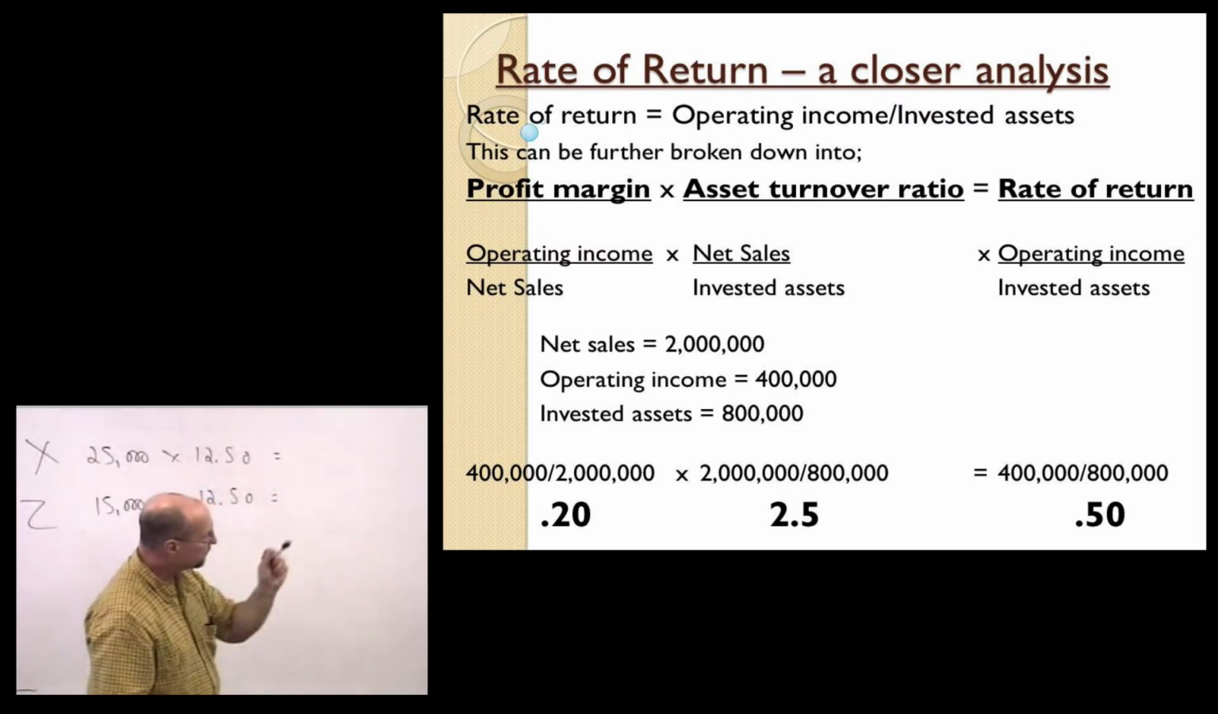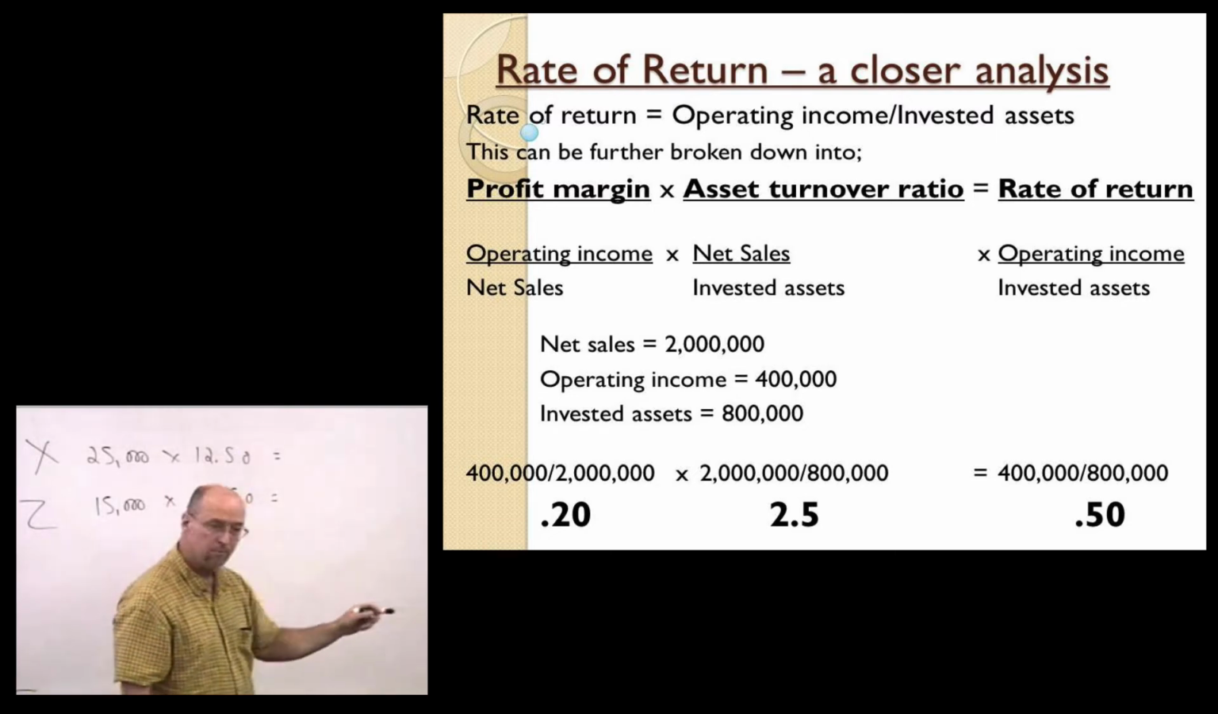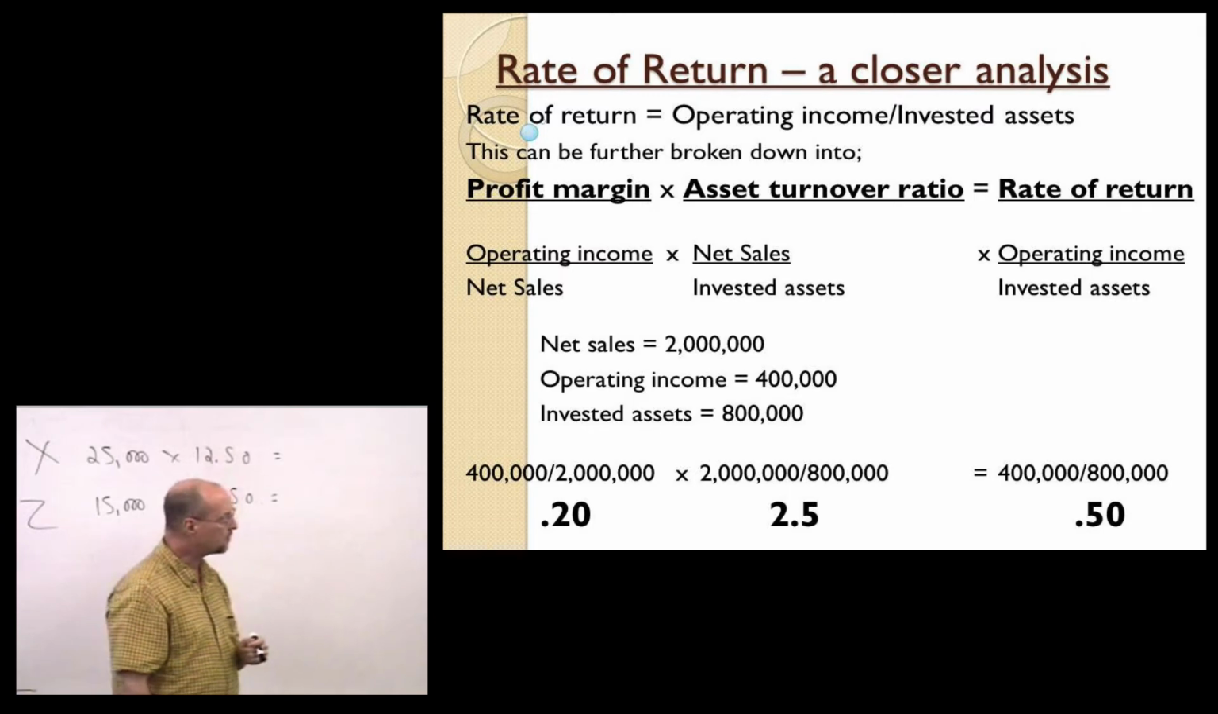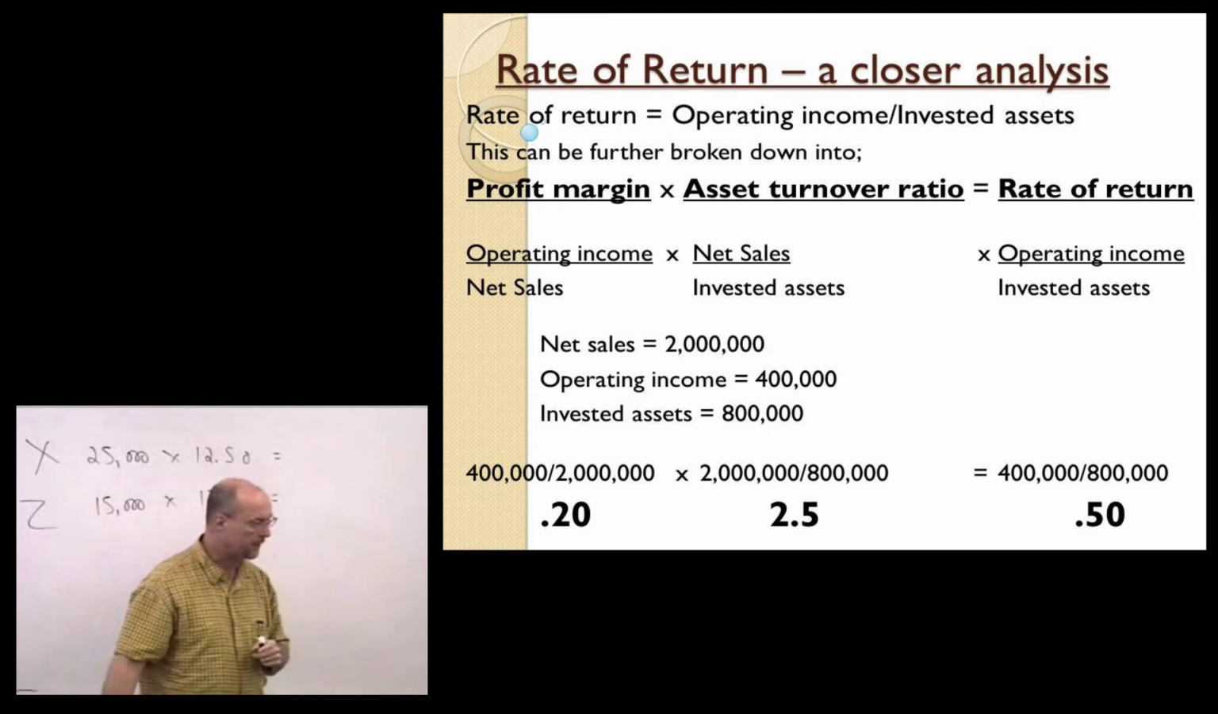And rate of return is my operating income of $400,000 divided by assets of $800,000, 0.5. And we notice 0.2 times 2.5 will give us 0.5. Okay, so your rate of return is profit margin times the asset turnover ratio. It's something worth knowing.